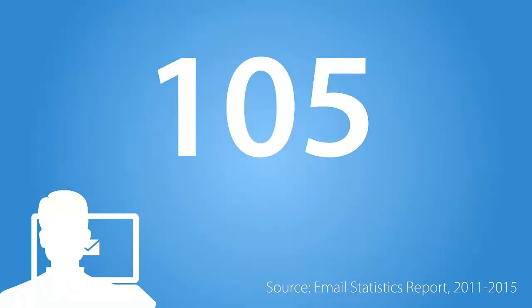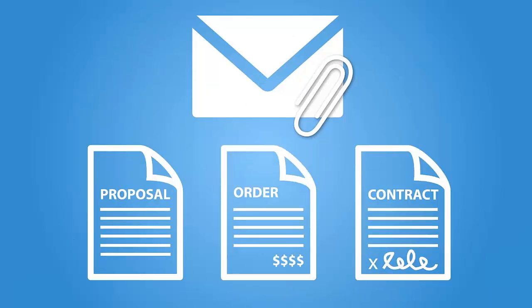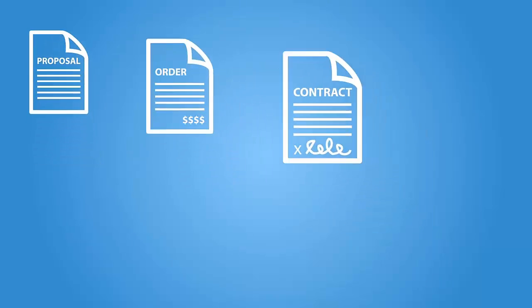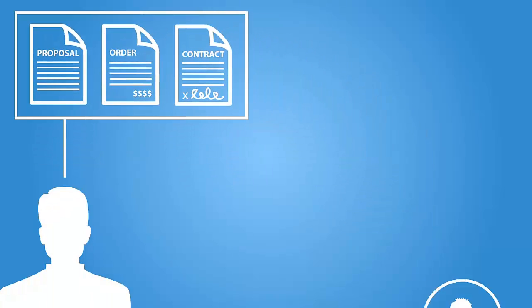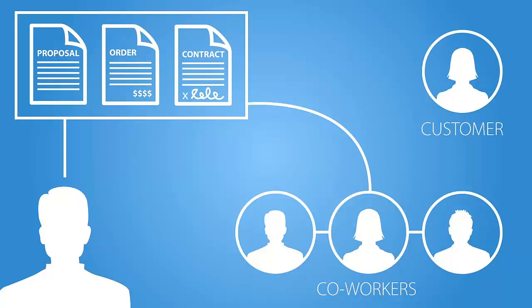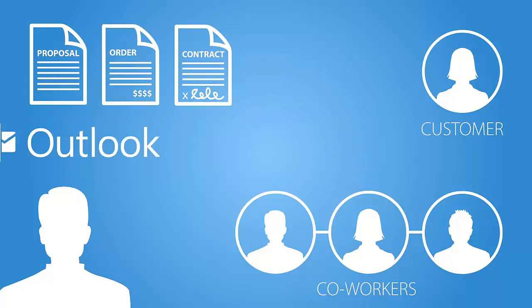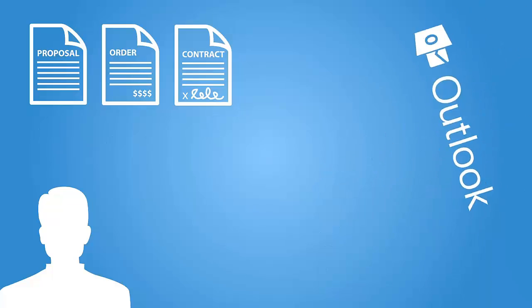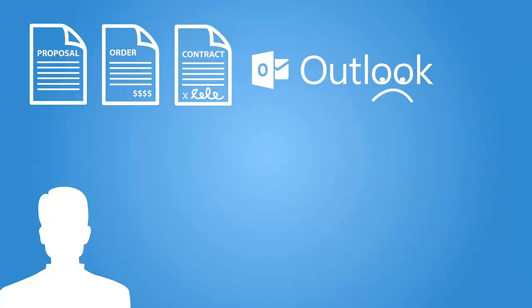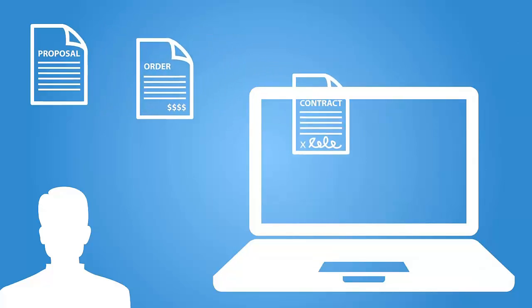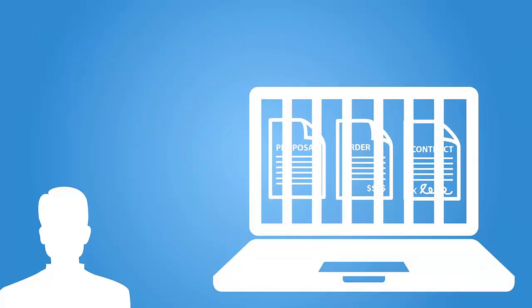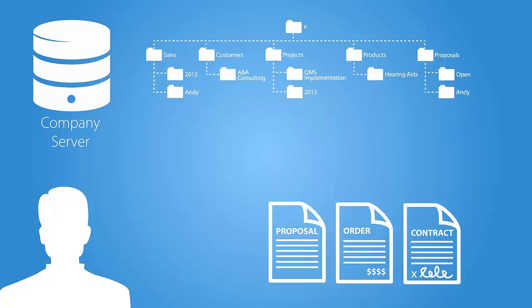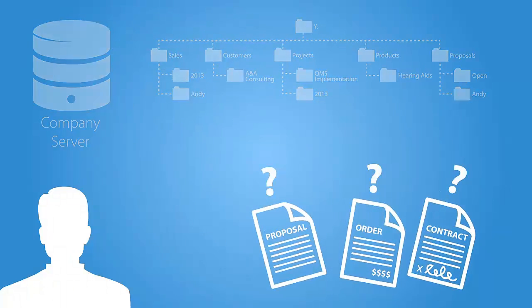The average person sends and receives 105 emails every single day. A lot of those emails have attachments, like proposals, orders, contracts, and other important documents. Documents that need to be accessible to you, your coworkers, and your customers. So keeping those important documents inside Outlook doesn't do anyone any good. Neither does saving it to your computer. And determining which folder to save them to on a cluttered shared server is difficult.